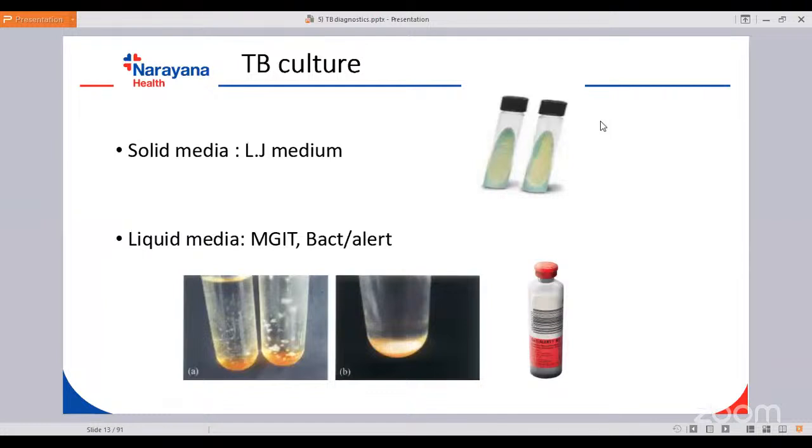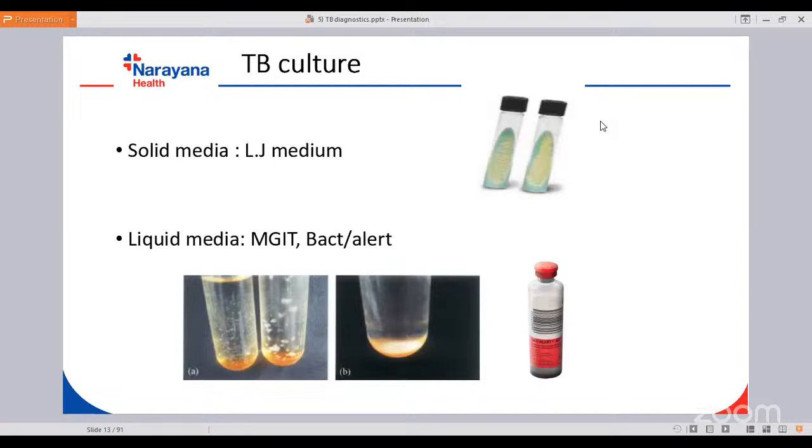When you use the word culture, what do you mean? You mean that you're trying to grow the organism. So TB culture is where you're trying to grow the organism. There was the earlier modality of growing it on solid medium known as LJ medium. And now we have, since the past 15 years, a modality of growing it in liquid medium.